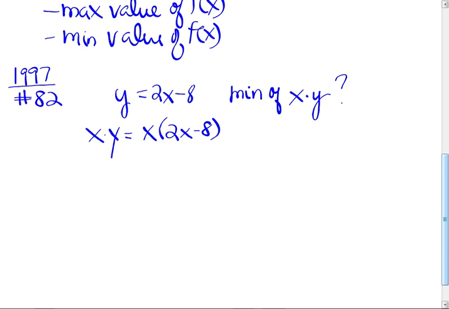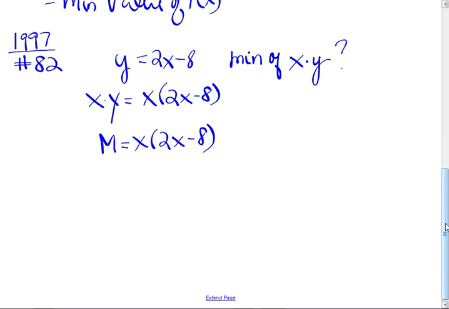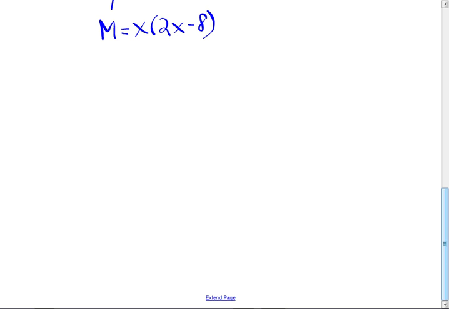I want the product. It says I want the minimum value of x times y, so I'm going to call it m equals x times y. That's a good question. This is the optimization problem. I have never seen an optimization problem in the free response, but it is tested here. It's 2x squared minus 8x.